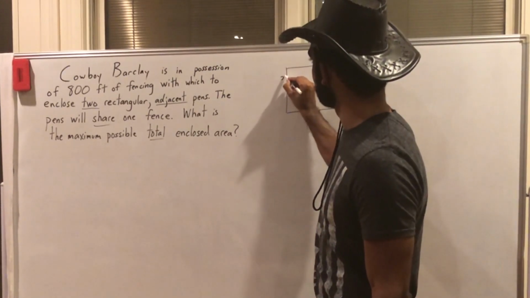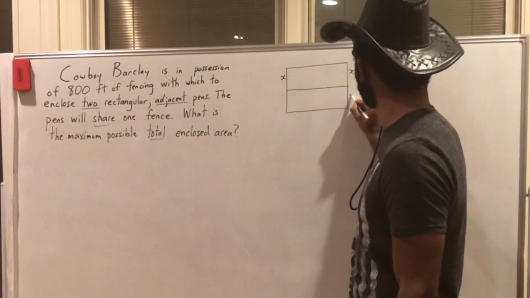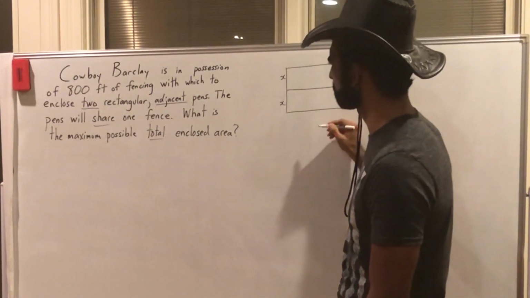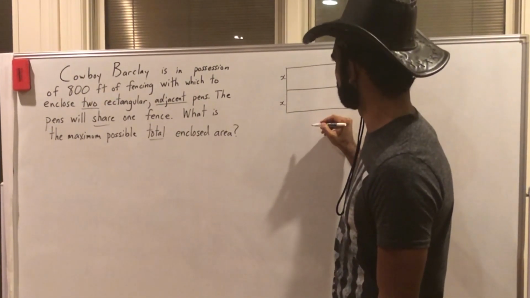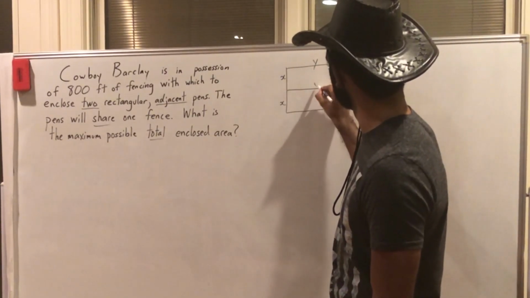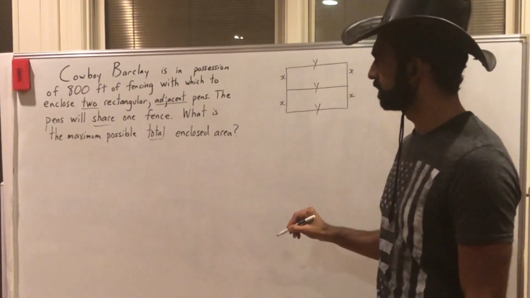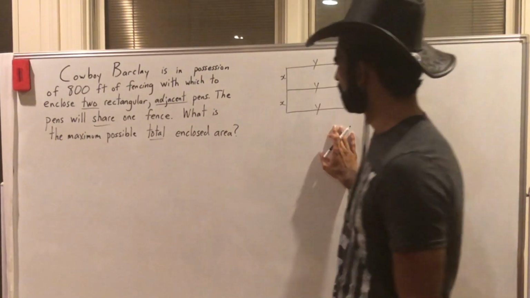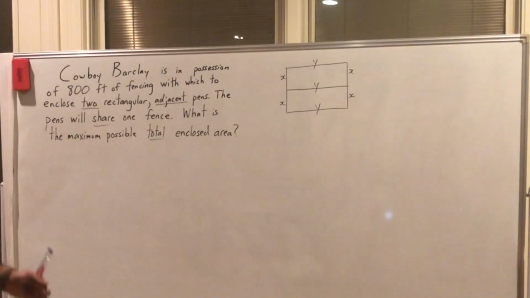Yeah, let's say that is an X there, that's an X, that's another X, that's another X. Gotta be the same size, same rectangles. And that's a Y, that's a Y, that's a Y, different lengths. Yes? Okay. Now, given that arrangement, what is the maximum possible total enclosed area?